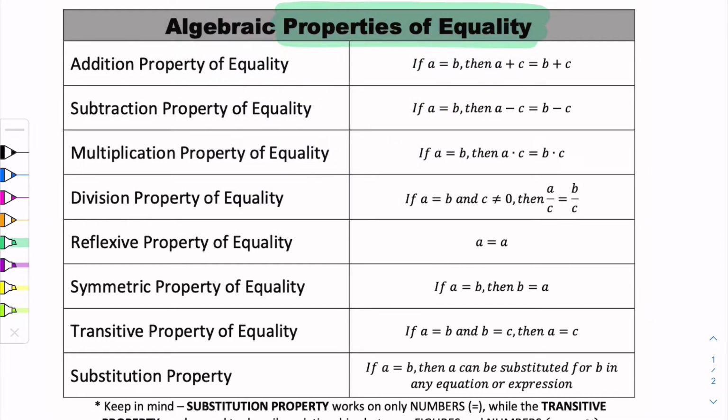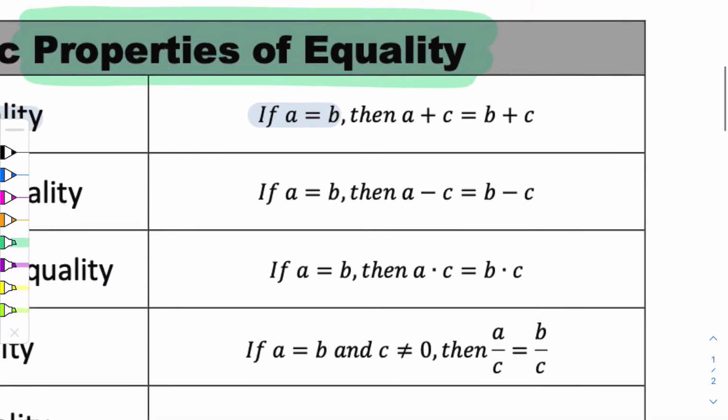Okay, the first property of equality is the addition property of equality. The addition property of equality tells you or identifies that you can add the same number to both sides. So if the example is A is equal to B, then you could add C to both sides and you're keeping the equation equal.